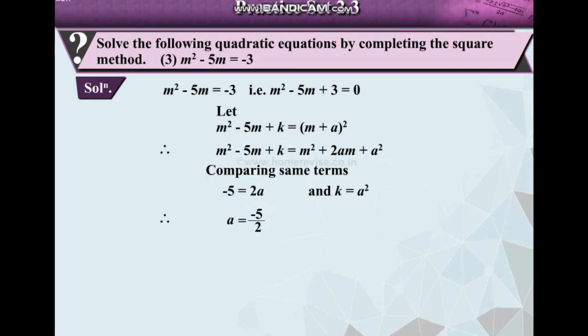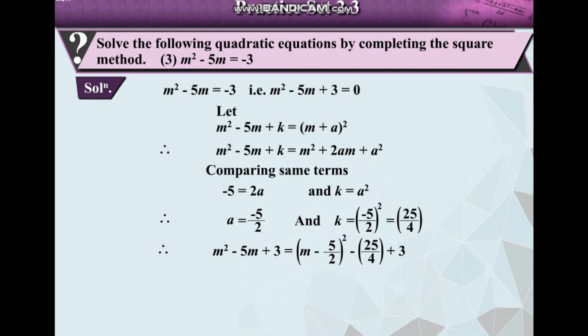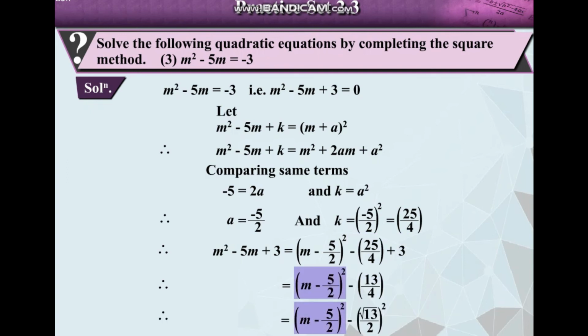Therefore, a is equal to minus 5 upon 2 and k is equal to minus 5 upon 2 the whole square, which is equal to 25 upon 4. Therefore, m square minus 5m plus 3 is equal to m minus 5 upon 2 the whole square minus 25 upon 4 plus 3, which is equal to m minus 5 upon 2 the whole square minus 13 upon 4, which is equal to m minus 5 upon 2 the whole square minus root 13 upon 2 the whole square.